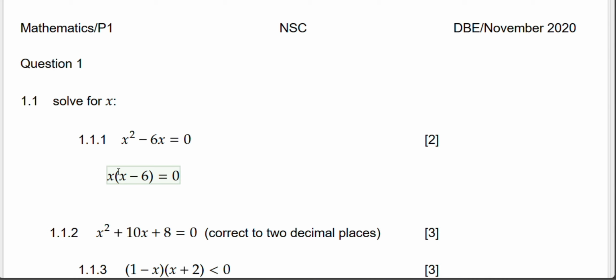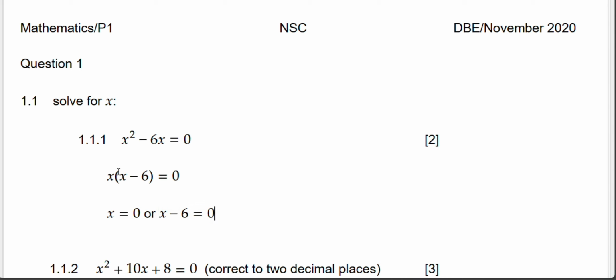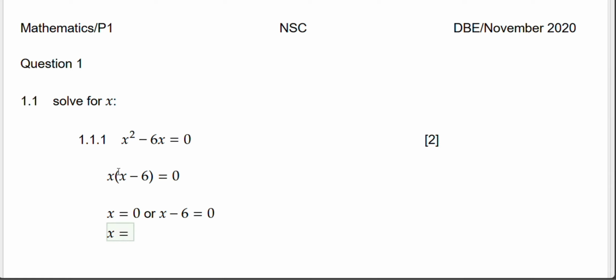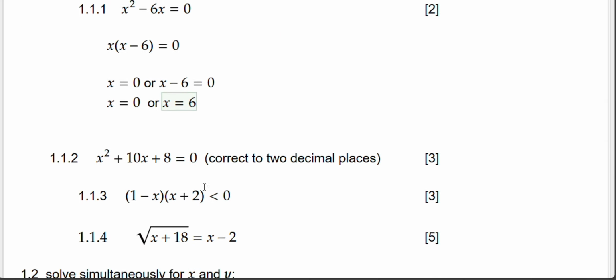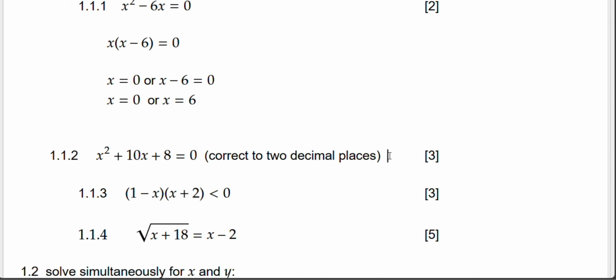And then we need to say either the first term is equal to 0 or the second term, which is x minus 6, is equal to 0. And then we know that the first one is x is equal to 0 or x is equal to 6. Like, you can take this negative 6 to the other side. That's why it's x is equal to 6. So okay, let's go and do 1.1.2. Sorry, 1.1.2.